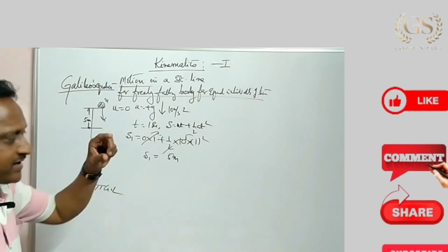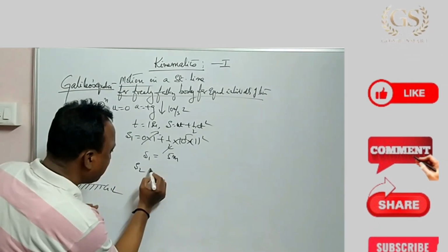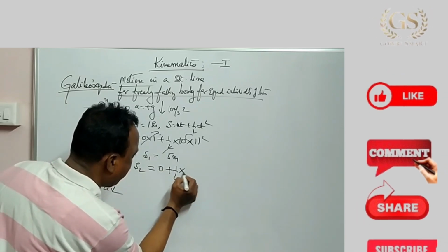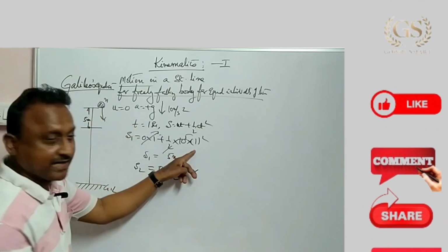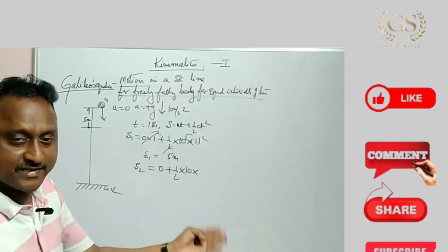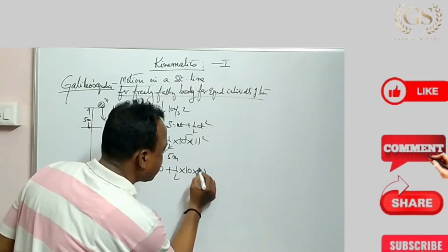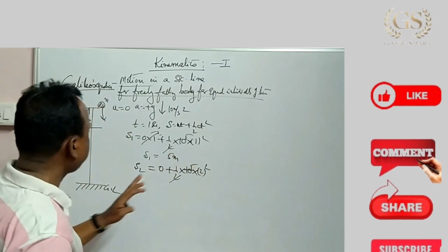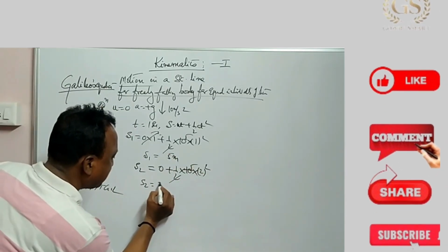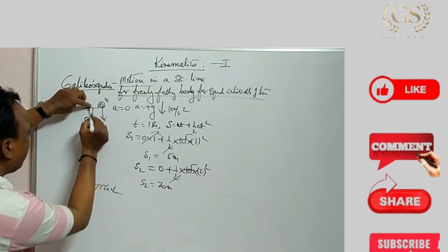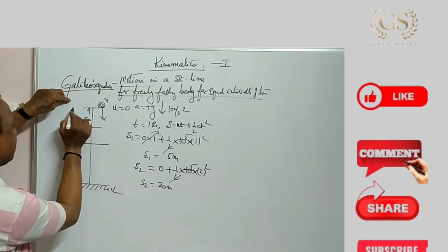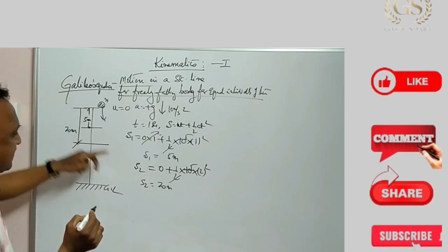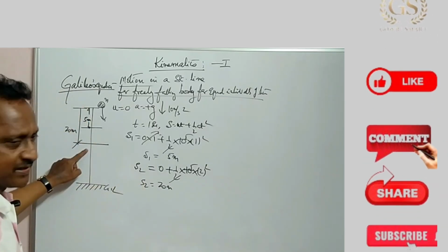Let us calculate for the next 1 second. S2 is equal to the same, this one will be 0 only, plus half g t squared. Here time will be 2 seconds, the next second. 1 second plus 1 second, 2 seconds, that means 2 square. So 2 5s are 10 and 2 squared is 4, 4 5s are 20. So S2 is equal to 20. That means now you can see this is the total distance now. So in the next 2 seconds the distance travelled is 20 meters.